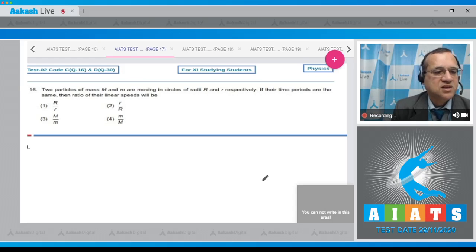Question number 16 is: two particles of mass capital M and small m are moving in a circle of radii capital R and small r respectively. If their time periods are the same, then what is the ratio of their linear speeds?